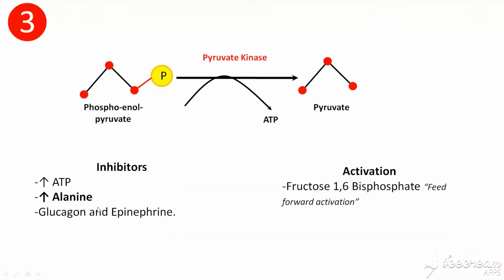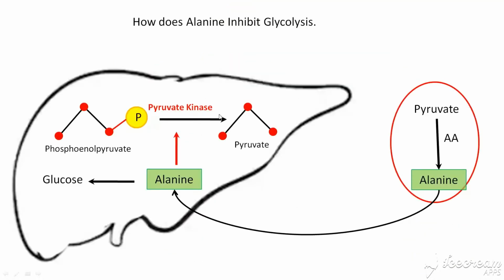Okay, so now let's discuss how elevated levels of alanine inhibit pyruvate kinase. Well, in order to understand this, we need to understand something called the alanine cycle. So imagine this as a muscle cell. During rigorous or prolonged exercise, if your muscles run out of glucose, they could actually begin using amino acids or protein for energy, and in the process it's going to form alanine.